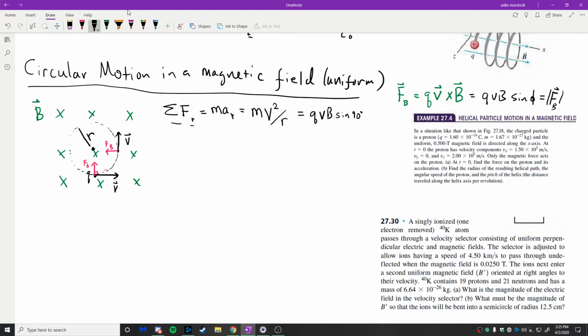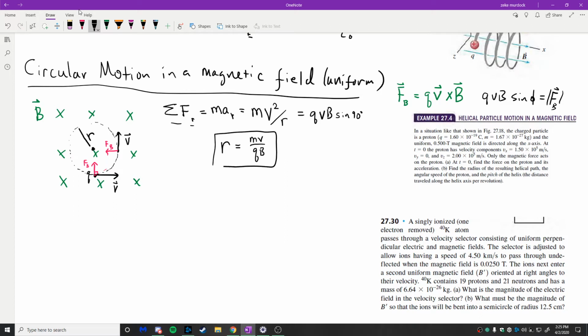Running off the screen here. I should erase this because now one's a vector and one's not. And if we rearrange this, then we can solve for the radius. We can solve for whatever we want to, really. But if we solve for the radius, we say the radius then is equal to mv divided by qB, I think, right? Does that look right to you guys? Yeah.